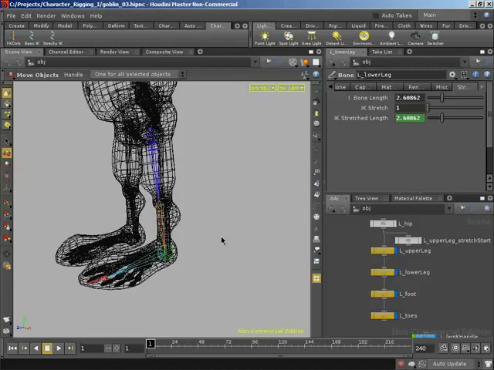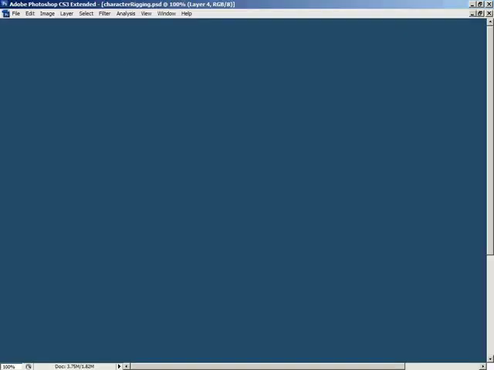Okay, so now that we've got our stretchy IK in place on our leg, let's turn around and set up the twist control for that IK chain. So I'm going to go ahead, jump over to our whiteboard, and let's first discuss what exactly it is we wanted in terms of a leg twist control, and then we can turn around and talk about how we're going to achieve that kind of control setup.